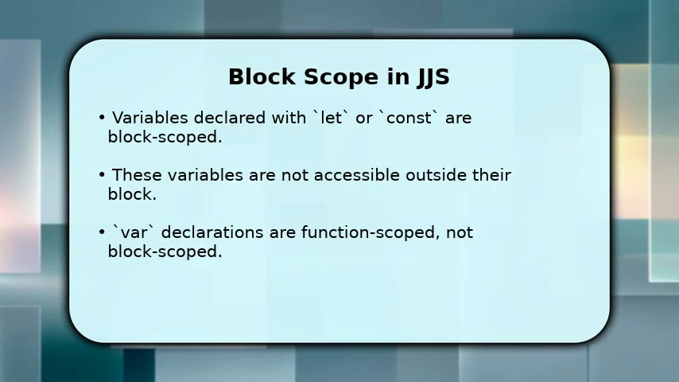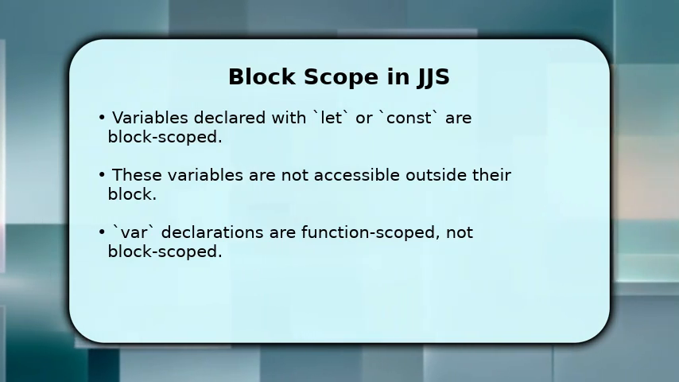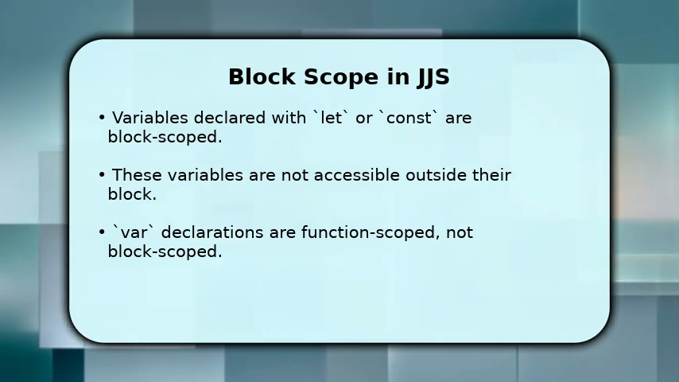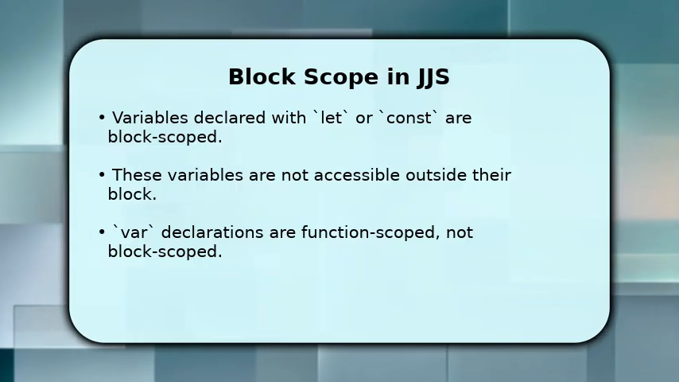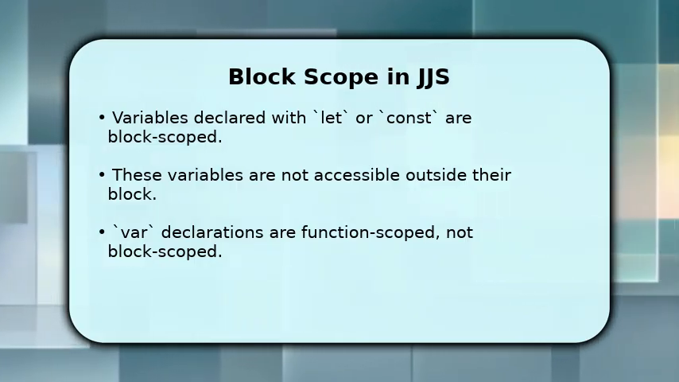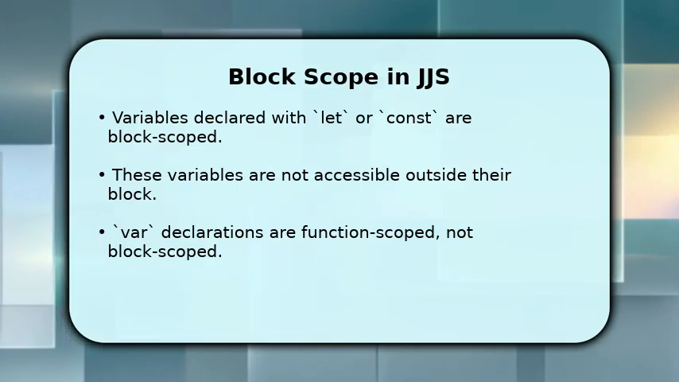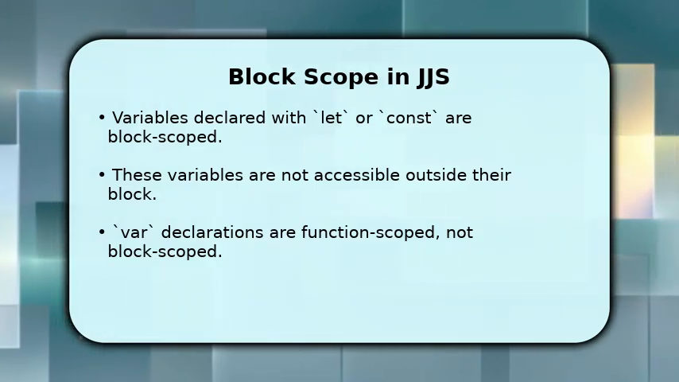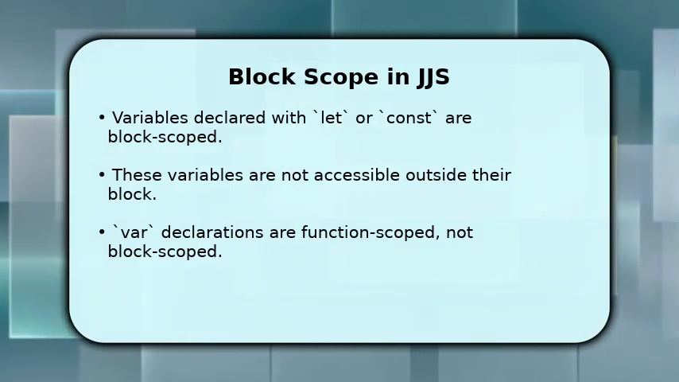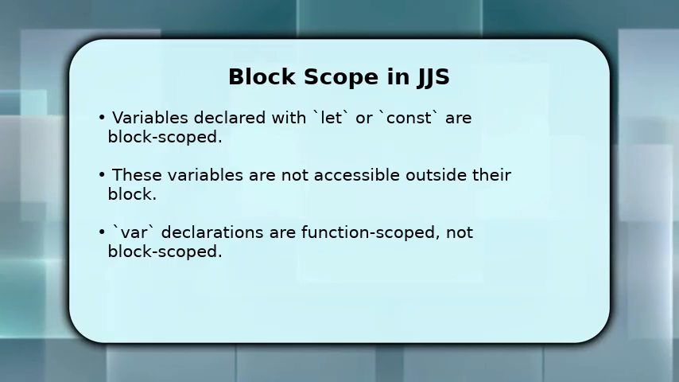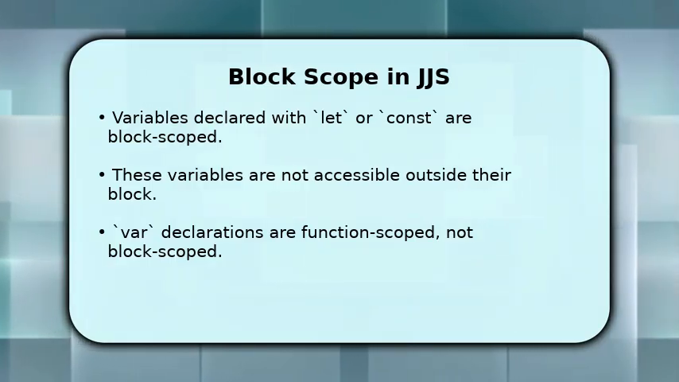One of the most important aspects of blocks in JJS is their role in defining scope. When you declare variables using let or const inside a block, they are only accessible within that specific block. This helps prevent unintended side effects and makes your code more predictable. Remember, var behaves differently, being function scoped, so choose your declarations carefully for optimal block usage.